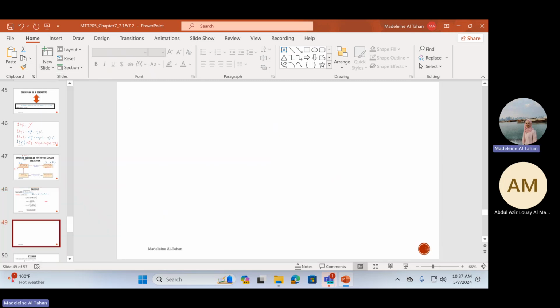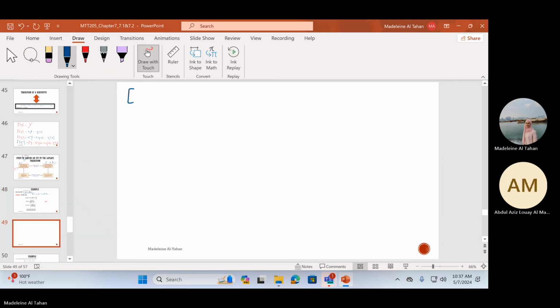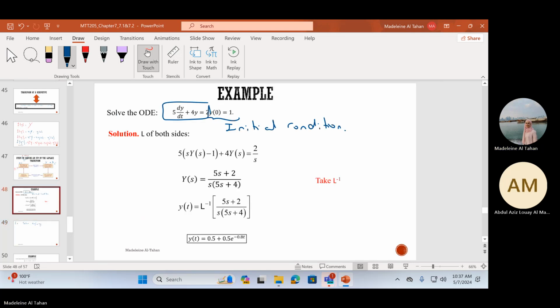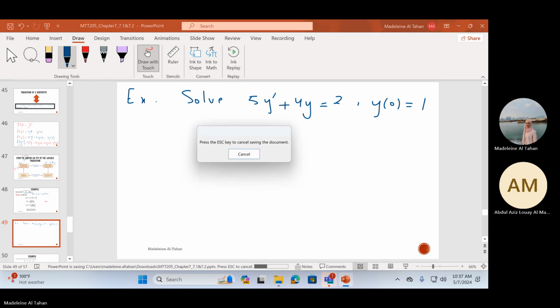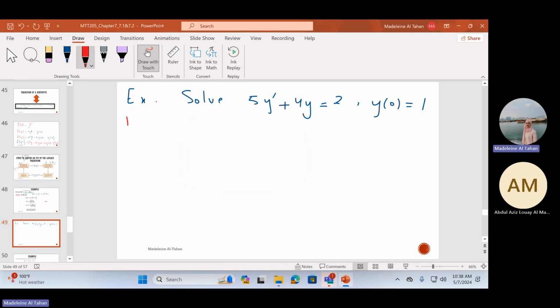So we will try to solve this one. 5y' + 4y = 2, and y(0) = 1. So what was the order of this initial value problem? How many initial conditions do we have? One, which is enough, right? Okay, so how do we solve? Number one, what do we need?